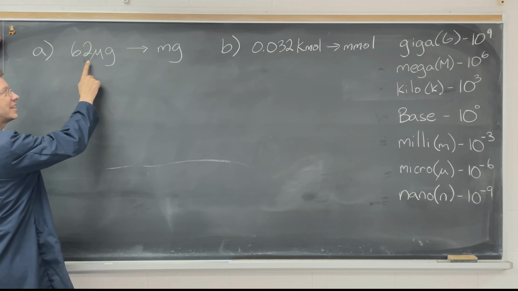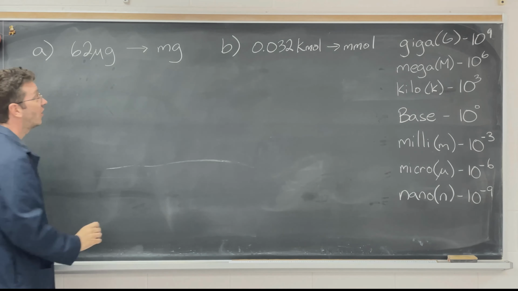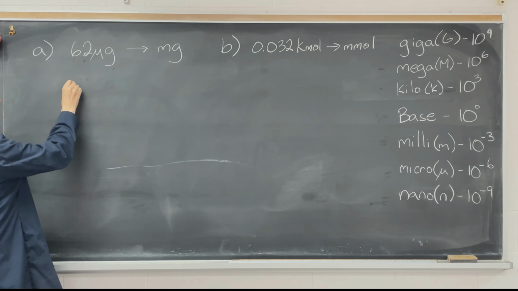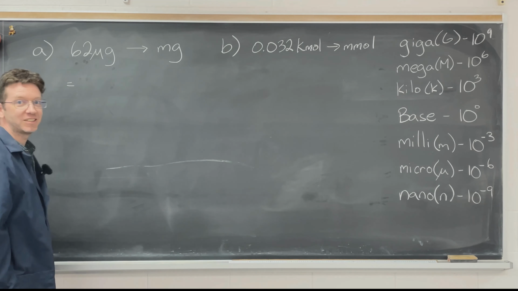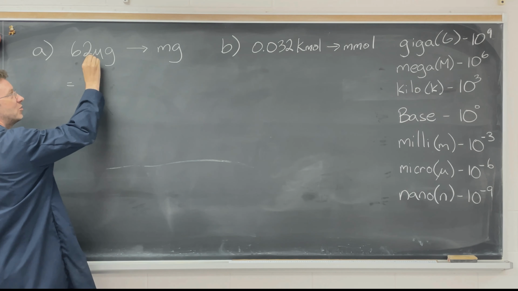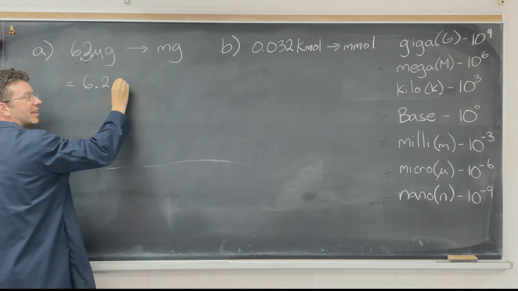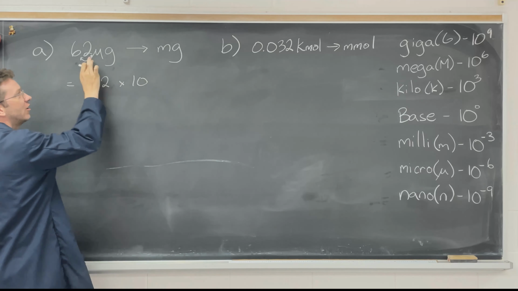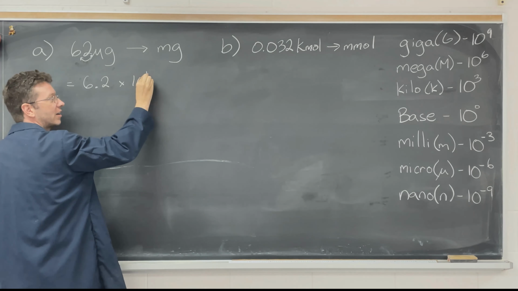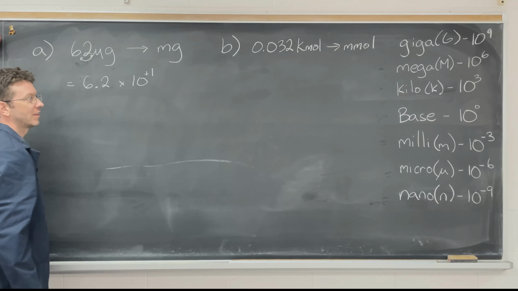First, let's try 62 micrograms to milligrams. How are we going to do that? Step 1, first convert 62 into scientific notation. So here's our decimal. We're going to move it to the left once. So we're going to write 6.2, then multiply by 10. If we're moving to the left, that's a positive exponent. Moving it once, so 1.